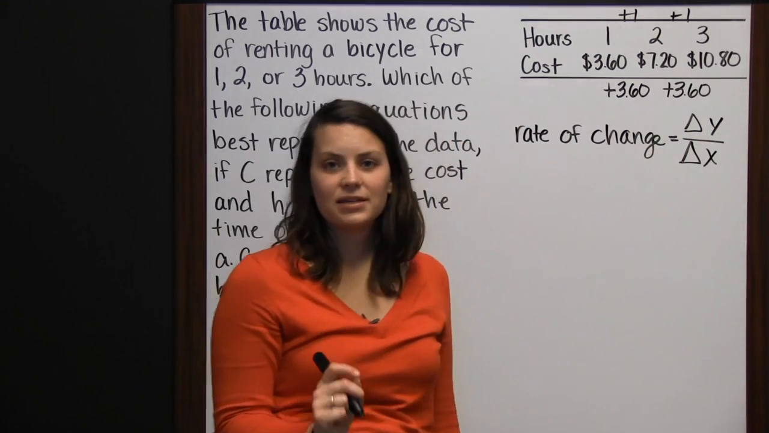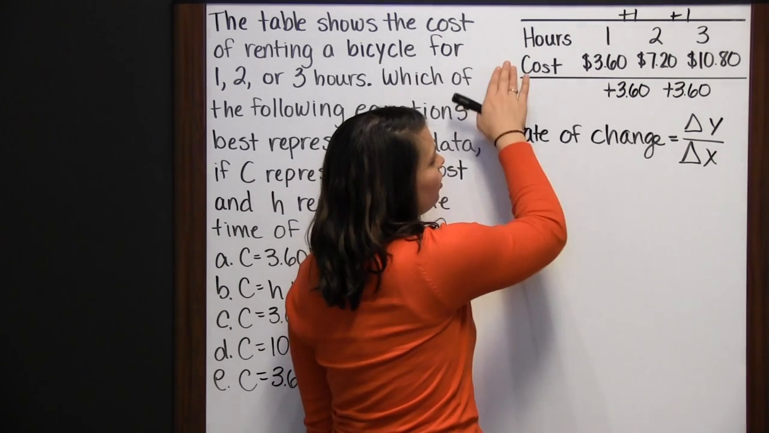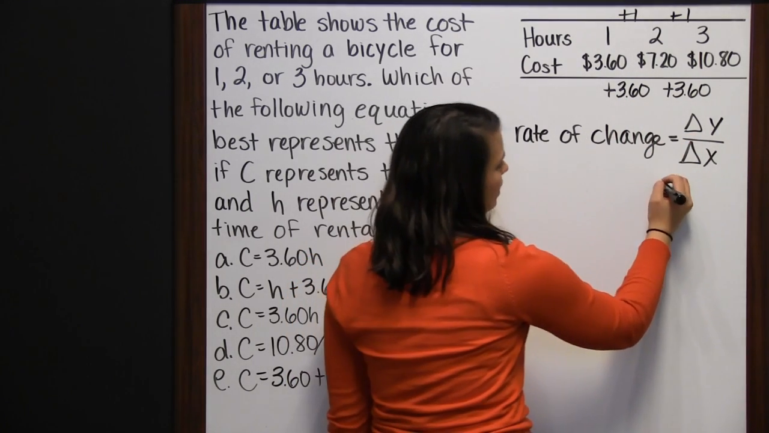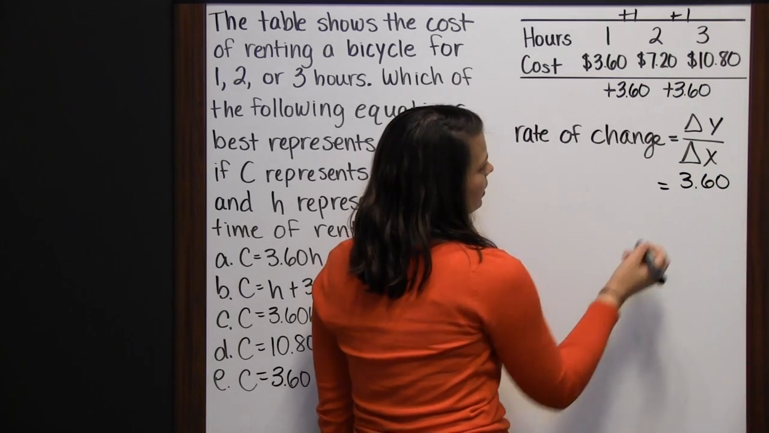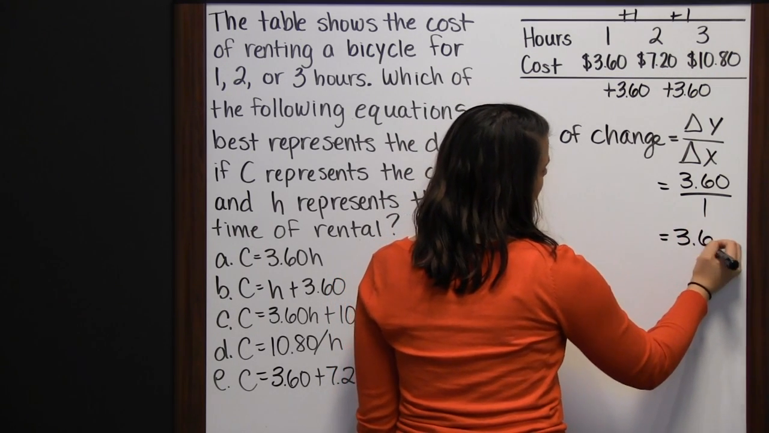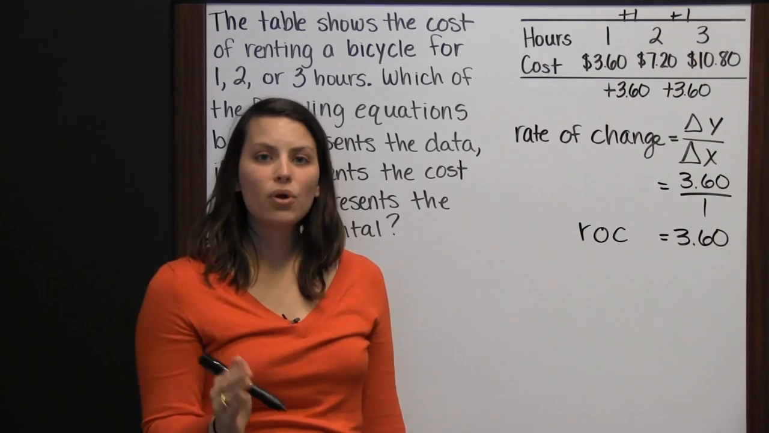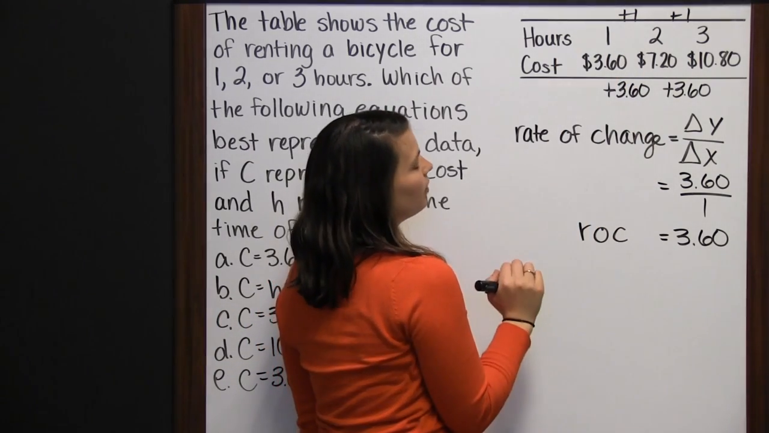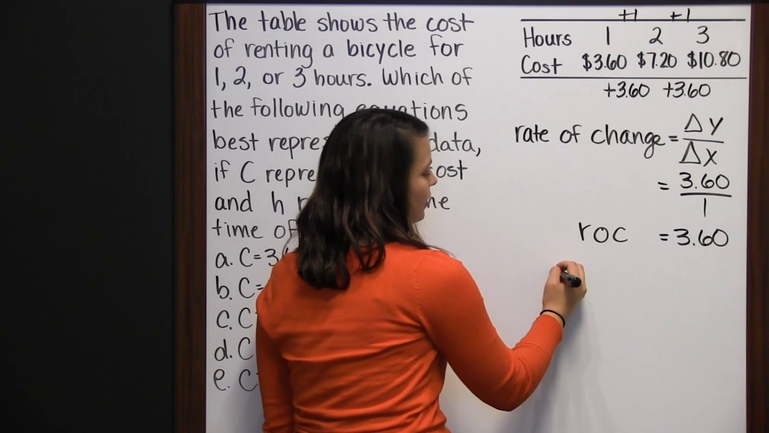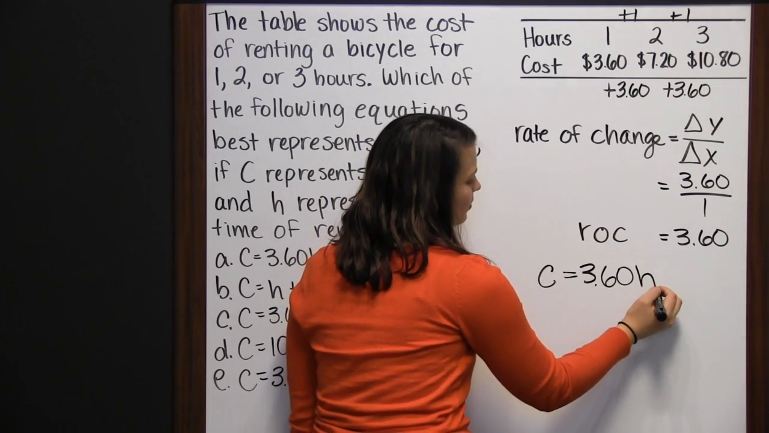And the Y is the dependent variable, whereas X is the independent variable. And we've already established that our cost is dependent, therefore our cost is our Y. And we've already found the change in Y, it's $3.60, divided by the change in X, 1. So our rate of change is simply $3.60. And that rate of change is what you're multiplying the independent variable by to get the dependent variable. So I've now found that the cost is equal to $3.60 times my independent variable of H.